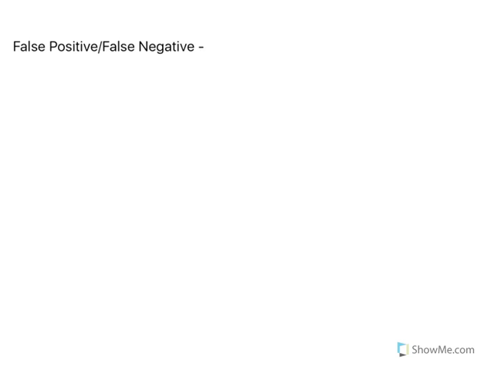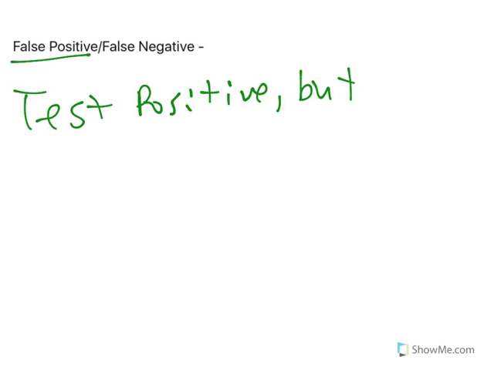False positives and false negatives. These are most probably discussed in terms of maybe medical testing. A false positive, okay, so let's color code these. A false positive is when you test positive, but it's wrong. So you go in and the doctor says, yes, you are pregnant, but you're really not. That would be a false positive.